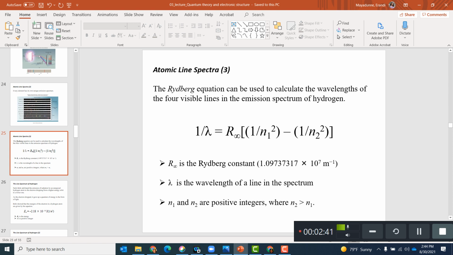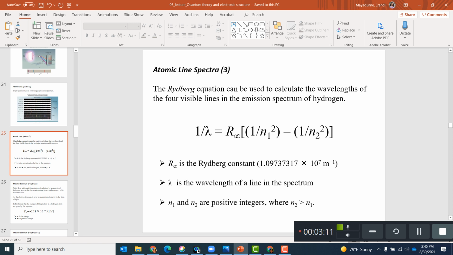So 1 over lambda, where lambda is the wavelength, equals R times (1 over N1 squared minus 1 over N2 squared). R is a new number coming into the picture. It's the Rydberg constant, a long constant. So what are N1 and N2? N1 and N2 are whole numbers. They are the orbitals where the electrons can be located.